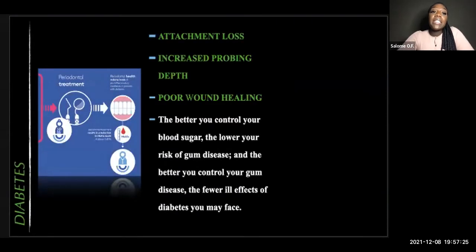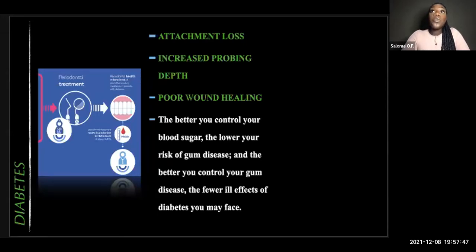And some of the things that diabetes has an effect on is attachment loss. Like I mentioned before, the periodontal is the structures that are supporting your teeth. So with attachment loss, you easily get bone loss, you easily get your gums to recede when you have diabetes. Also increased probing depths.